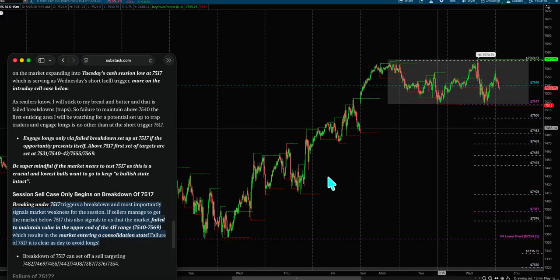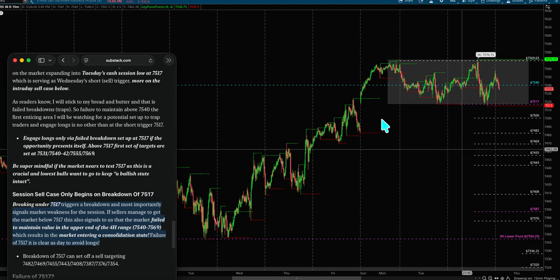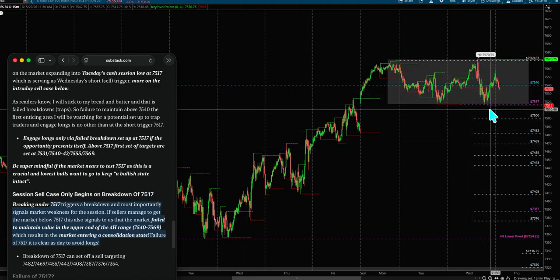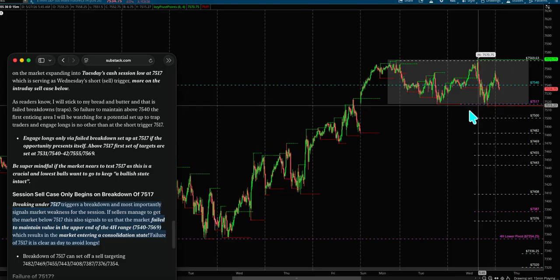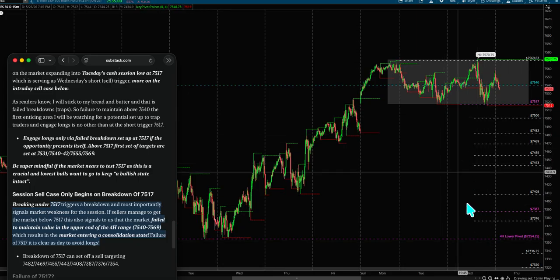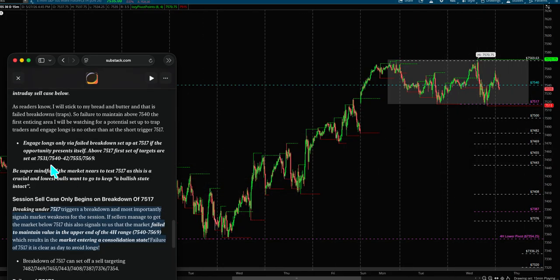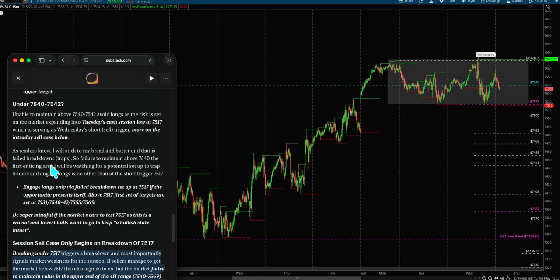Okay, and what happens if we fail to maintain in the upper part of the 4-hour range? It puts the market in a consolidation state on the 4-hour time frame. If 75.17 fails, you avoid the green button. It was clear as day. So if 75.17 were to fail, that was our signal that the market is looking to fill out that 4-hour range. I'm a trap trader, and that's what I look to exploit.